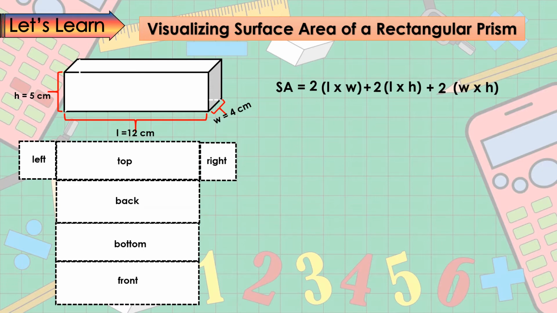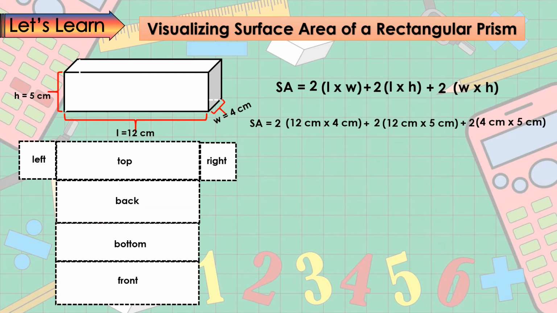The formula in getting the surface area of a rectangular prism is this. SA, or surface area, equals 2 open and close parentheses length times width plus 2 open and close parentheses length times height plus 2 open and close parentheses width times height. So what we're going to do is just substitute our given, and we will get 2 open and close parentheses 12 centimeters times 4 centimeters plus 2 open and close parentheses 12 centimeters times 5 centimeters plus 2 open and close parentheses 4 centimeters times 5 centimeters.